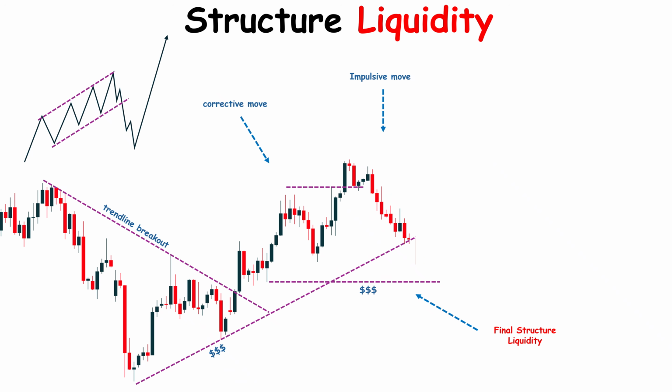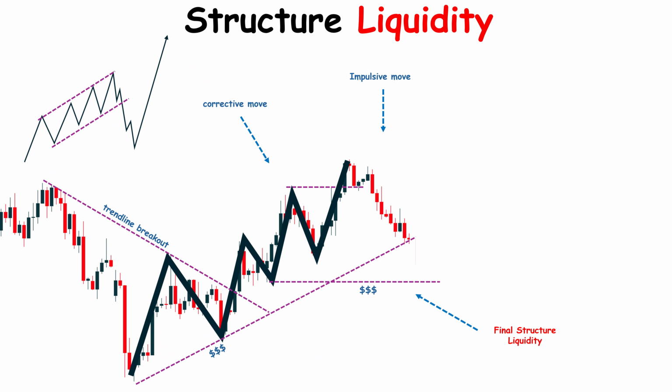Now let's break down one last structure liquidity example, and this time it's from a chart that looks messy at first glance, but look closer. We can spot a clear breakout of a trend line. That's the first red flag. Then price starts pushing higher, but it's not impulsive. Instead, it's overlapping with every retracement. It's not gaining momentum, it's just correcting.